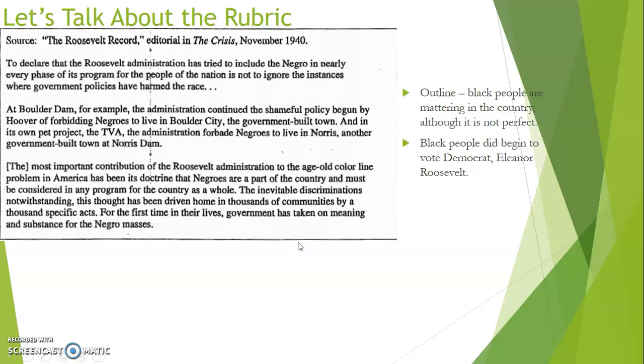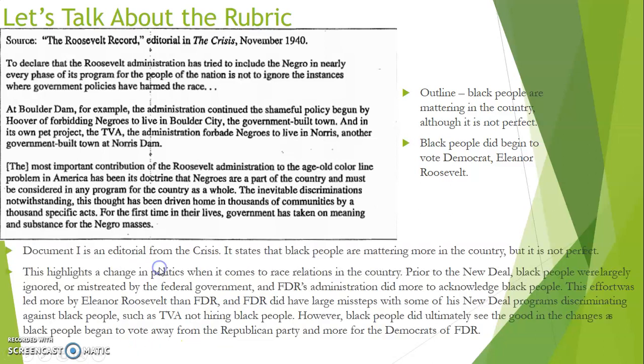So black people did begin to vote Democrat, and I could also talk about maybe Eleanor Roosevelt as another reason for how black people began to vote. Is this outside information? Is this analysis? In certain ways, it's all the same. Basically, the thing I'm trying to do is prove my point. That's the main point of analysis, is to make sure I prove my point.